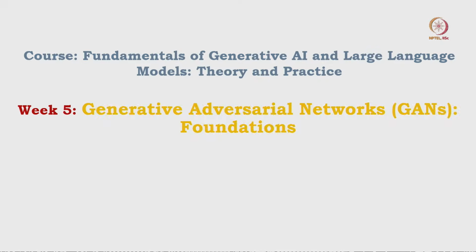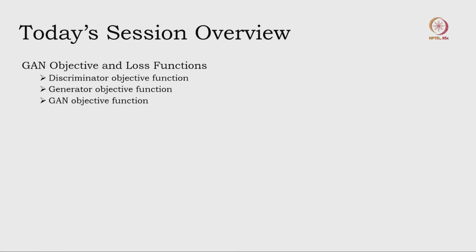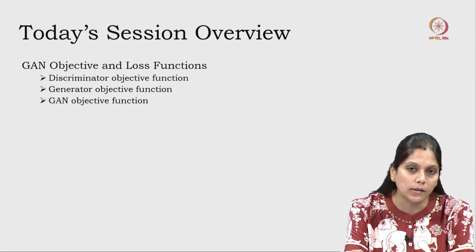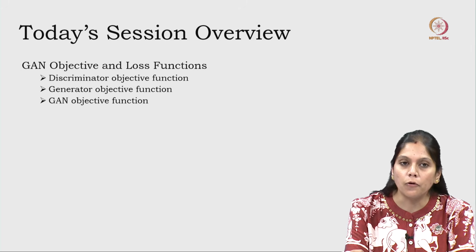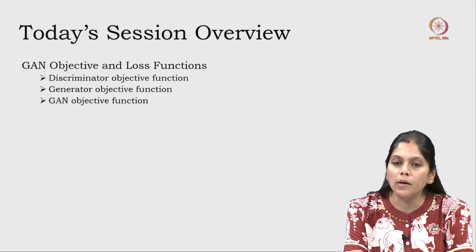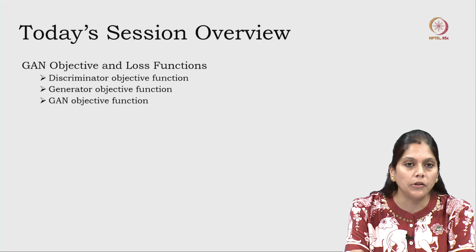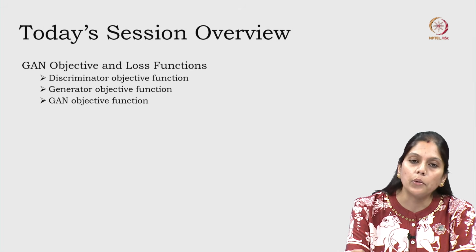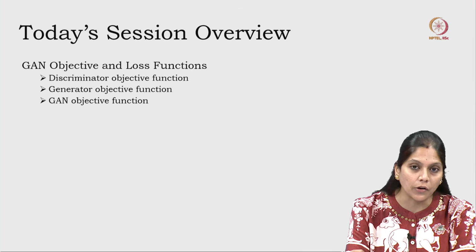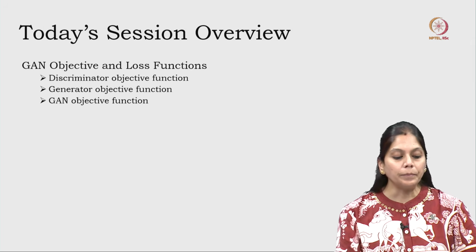In this particular session we will be looking into the GAN objective and then the loss function. Although some of the concepts will be repetitive, you will have complete clarity of the entire working mechanism of GAN mathematically in this session. Therefore, we will be seeing what the discriminator objective function is, what the generator objective function is, and together what the GAN objective function is. So, let us get started.